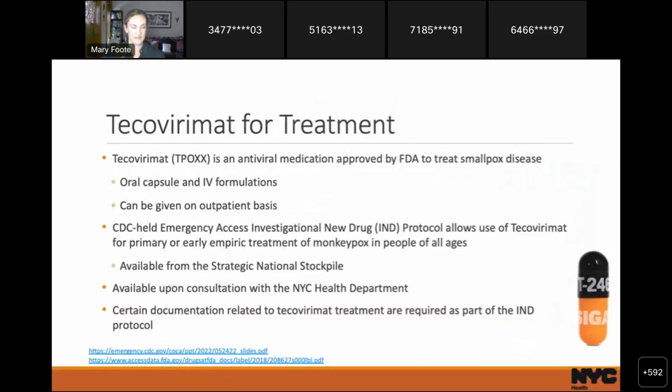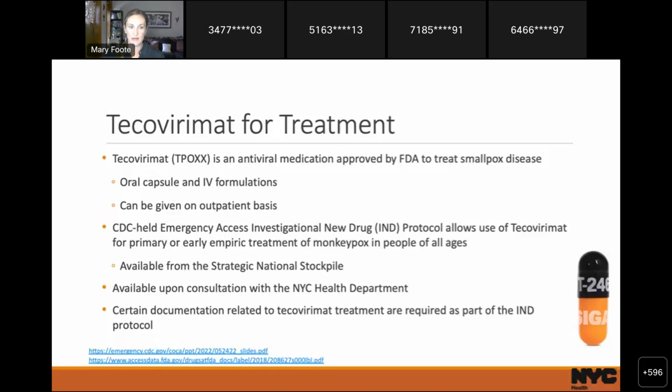And so my favorite topic is the treatment. Treatment is generally supportive. However, there is one particular medication that is available for treatment. This is Tecovirimat, otherwise known as TPOXX, which is an antiviral medication. It is FDA approved to treat smallpox. However, it is not FDA approved to treat monkeypox, which means it must be provided under a CDC-held Emergency Access Investigational New Drug, or IND protocol, which allows us to use it to treat monkeypox.